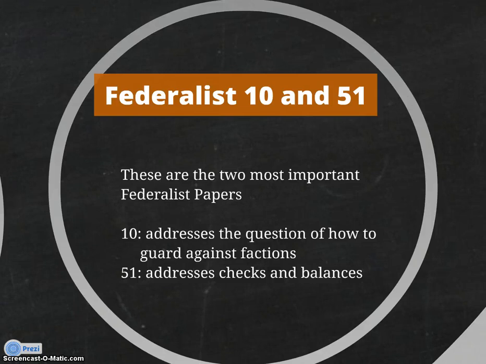Federalist 10 addresses the question of how to guard against factions, and factions are groups, and what happens if those groups are in disagreement. And then Federalist 51 addresses checks and balances, because they did want to make sure that none of the branches that they had proposed gets out of control.